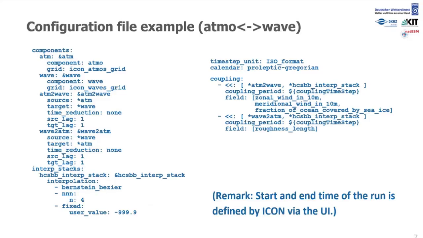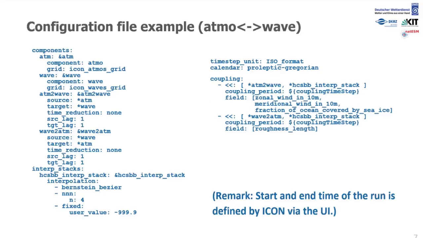And then the actual part that is read by YAC is here. You define at first what time format you're using. In this case, ISO format. We also have hour, minutes, days, whatever. You define the calendar. This is important because otherwise I wouldn't know how to interpret certain time formats, like what is a month. And then you define what you actually want to couple.